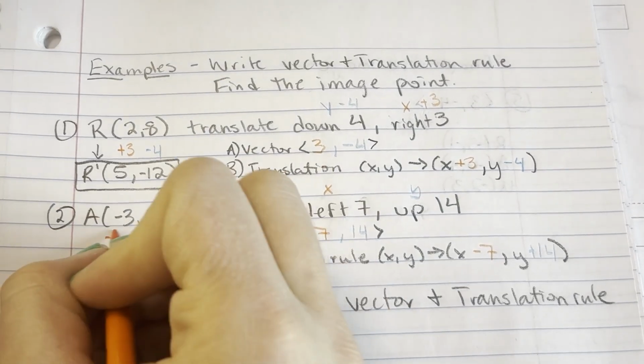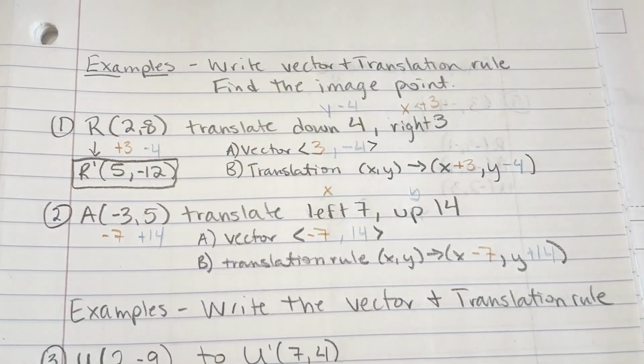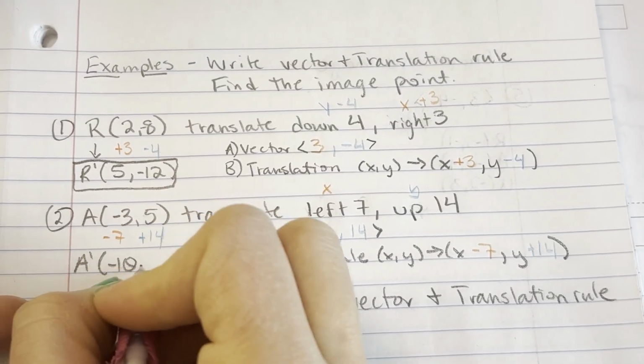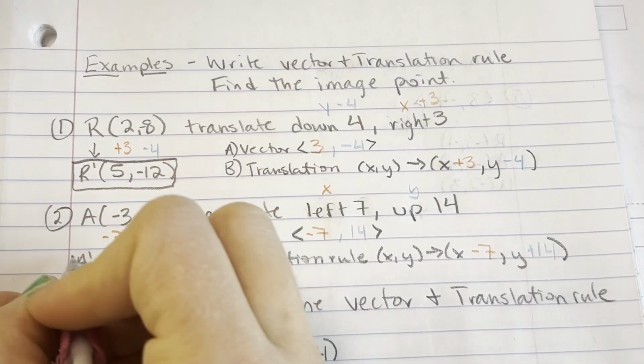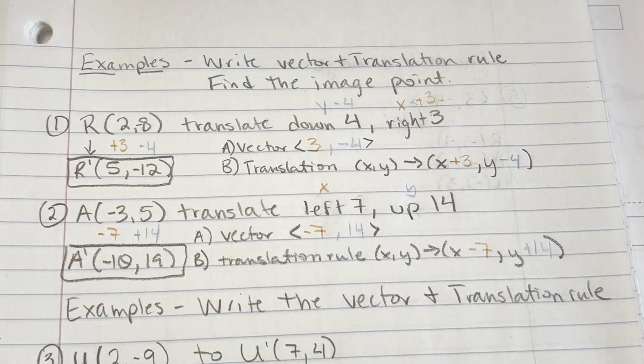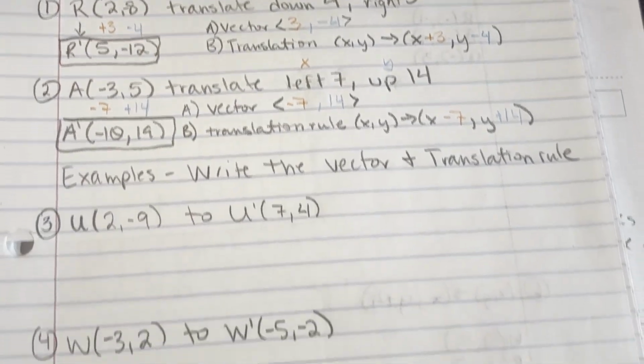And then I'm going to subtract 7 from my x, add 14 to my y to help me find my image point. So I get A prime becomes negative 10, 19. All right, so that's doing the translation rule onto my pre-image point to get my new image point. Remember that prime is very important. I am going to be nitpicky crazy about it.